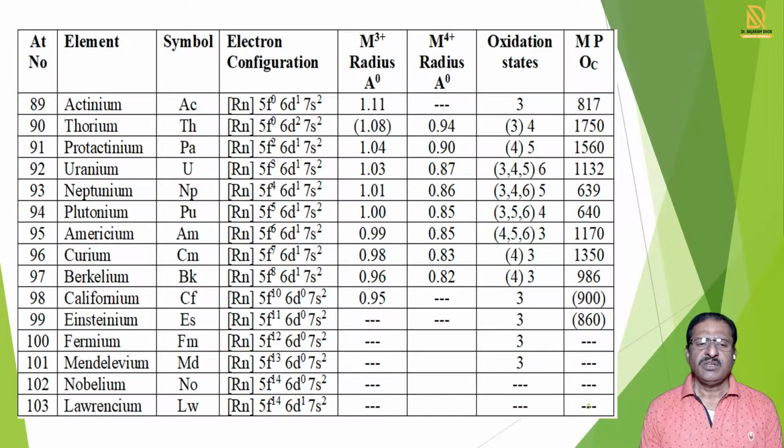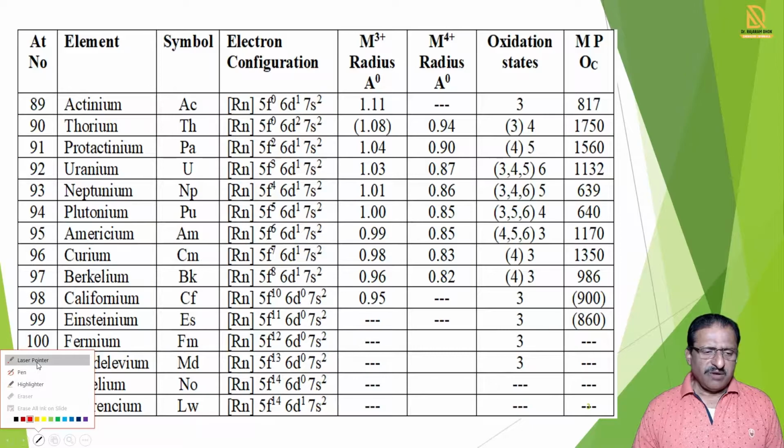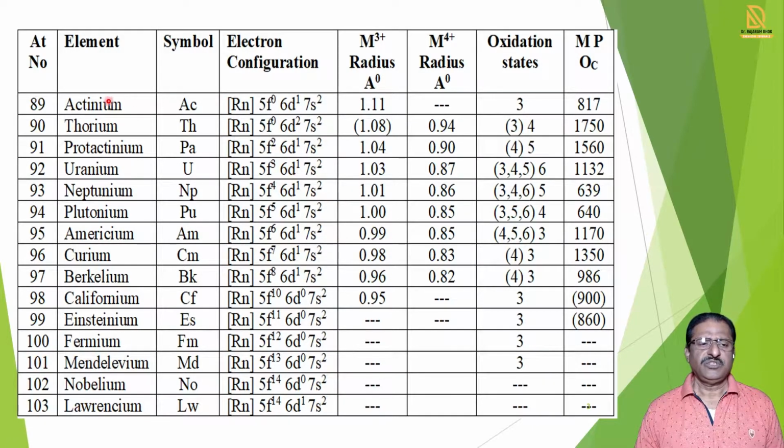So in group 3B, the electrons are filled in actinium. Actually, actinium contains 0 electrons in the f orbital, but after actinium, electrons are filled in the f orbitals. You see in actinium 4f, 5f have 0 electrons, and after that electrons are filled in the f orbitals. So this series starts from actinium, and it is called the actinide series.